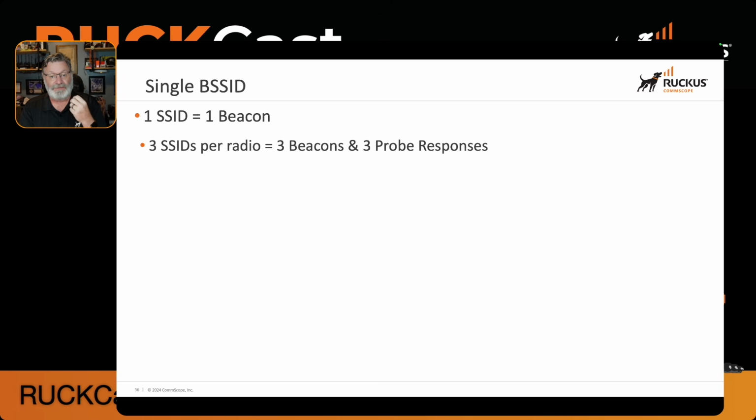And more importantly, you'd also have 3 probe responses. If a probe request came out, either a broadcast probe request or a targeted probe request, with a targeted one you're going to get the 1 SSID, but with a broadcast probe request, because it's asking, hey, tell me all about all of the SSIDs that you have on this channel, the radio says, cool, here's my 3, 1, 2, 3.